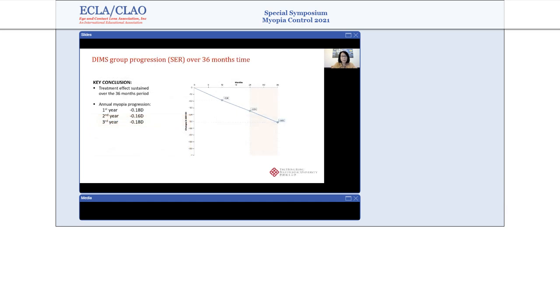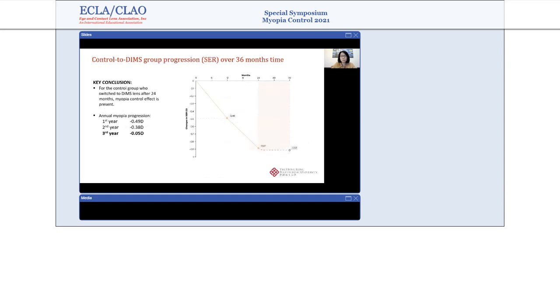Children wearing the DIMS lens continue to show good myopia control effect. The annual changes in myopia progression were on average minus 0.18 diopter, and the progression rate was quite linear over the 3 years. These results could imply that myopia control effect was sustained at around 50 to 60%.